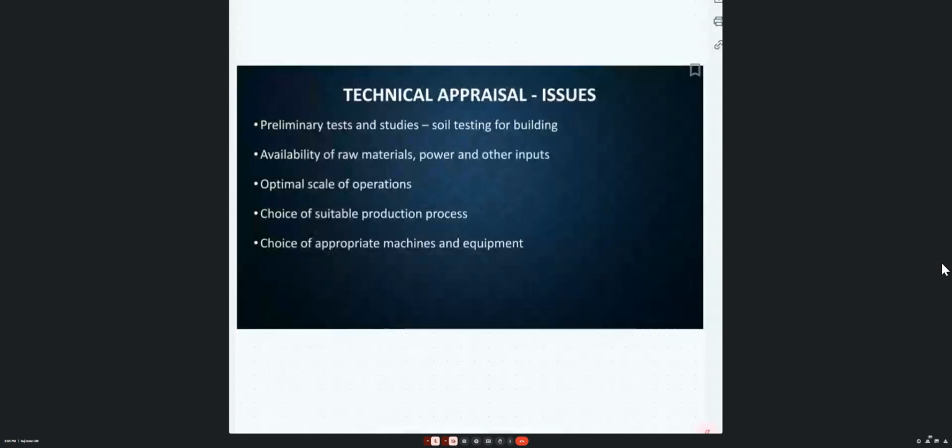Then, of course, availability of raw material, power, and other inputs. So that also affects your technical appraisal. So how available are these for you to actually achieve the goals? Then, of course, optimal scales of operation. Then choice of a suitable production process.